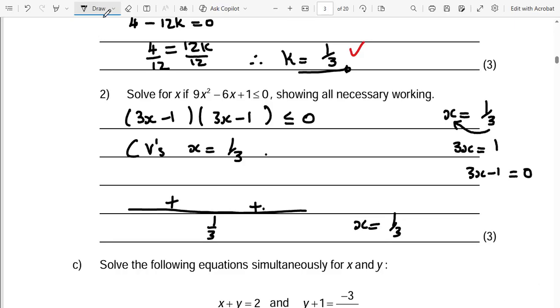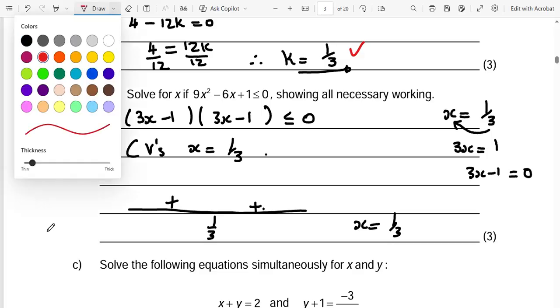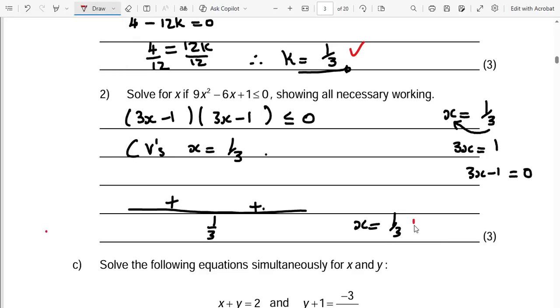So this is why the question is just 3 marks, because they'll give you a mark for that 1 over 3, and you'll get a mark for factoring, for getting your factors, and you'll definitely get your mark for CV. That's how you need to solve the problem.